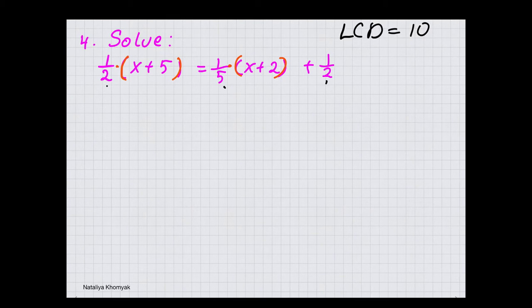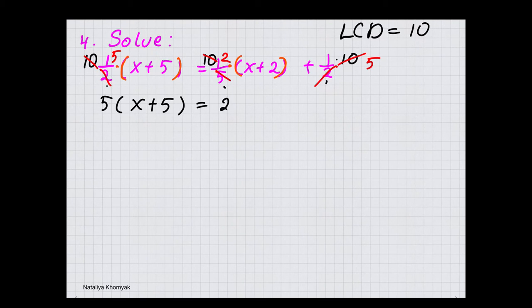Then I'm going to multiply each term by 10. So we have 10, 10, 10. Next step would be to simplify. So 2 will go into 10 5 times, 5 will go into 10 2 times, and 2 will go into 10 5 times. So this whole thing becomes 5 times x plus 5 equals to 2x plus 2 plus 5.